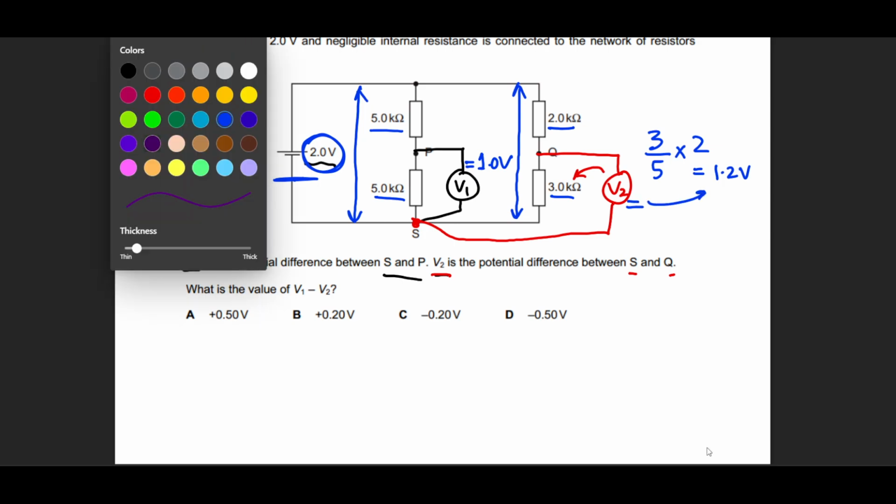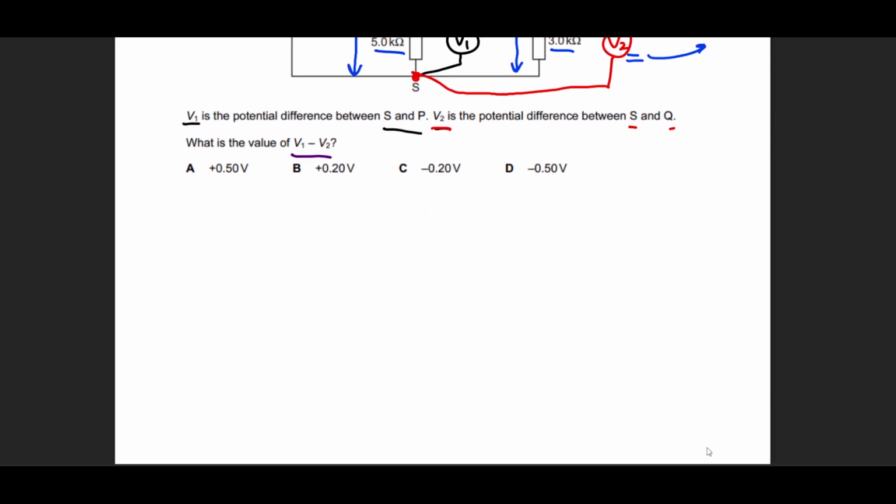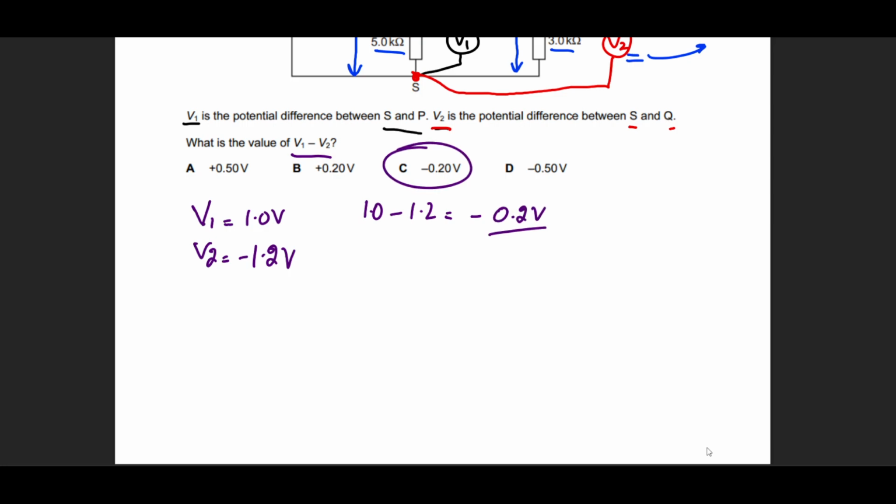Okay. Now let's come back to the question. He says that the question is actually V1 minus V2. We understood that V1 was equal to 1.0 volts and V2 is equal to minus 1.2 volts. So if I subtract them based on the equation that he's given me, the answer comes out as negative 0.2 volts. The answer is going to be option C.